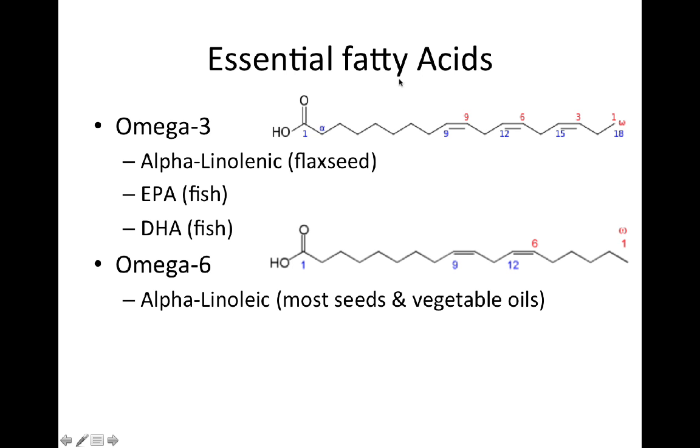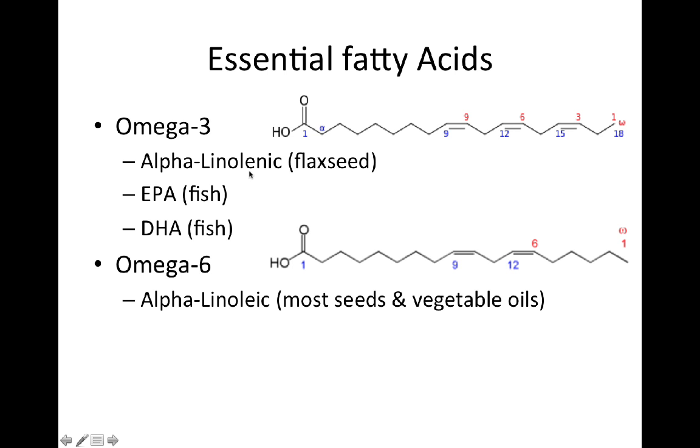Now, this brings us to the topic of essential fatty acids. There are actually 2 essential fatty acids that we must get from our diet. Other fatty acids we can make either from these or from other components. These 2 essential fatty acids are, one, an omega-3 fatty acid, so you can see that here, 1, 2, 3, and then you have a double bond. The other one is an omega-6 fatty acid, so 1, 2, 3, 4, 5, 6.